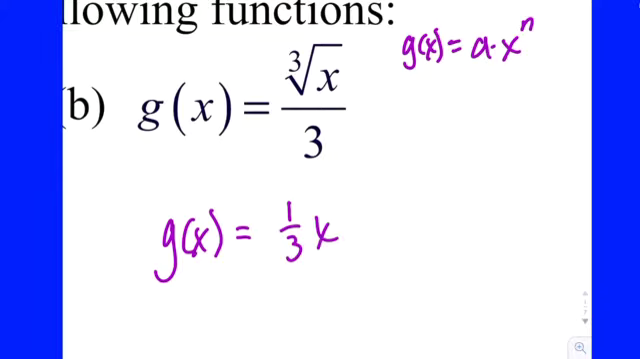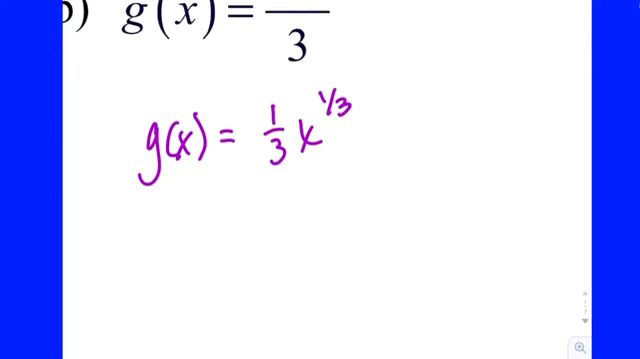Good. 1/3 is the coefficient times x to the 1/3 power. There you go. That is now in the ax to the n format. So now on the next line, we're going from g to g prime. You need to make sure you show that. That's one of those notational things that you need to show. g is that, and now g prime is, well, we multiply and subtract, right? 1/3 times 1/3 is 1/9 times x to the 1/3 minus 1 is, and this is where we get really good with fractions in our head, negative 2/3.